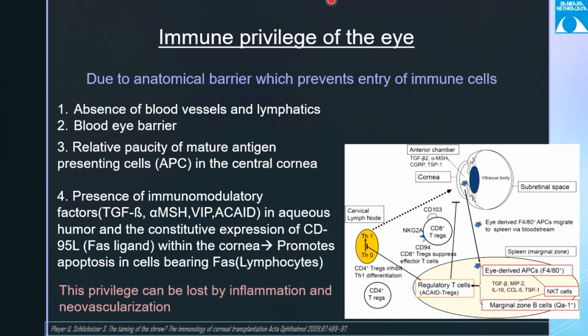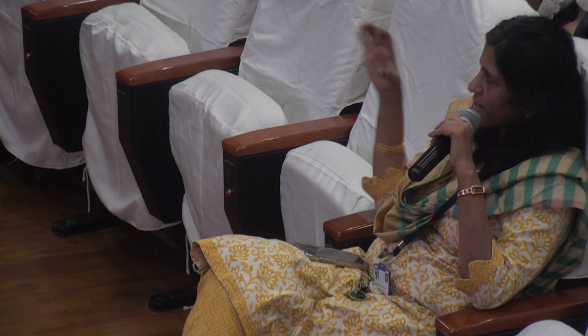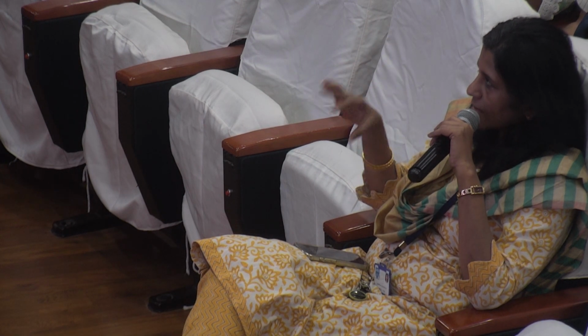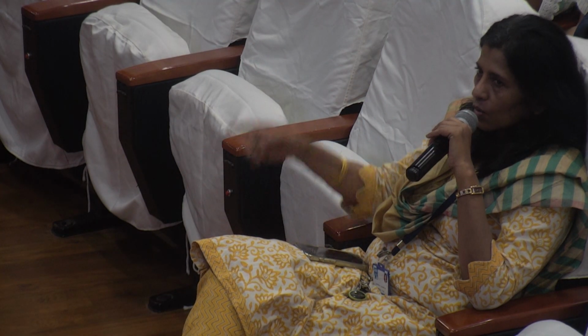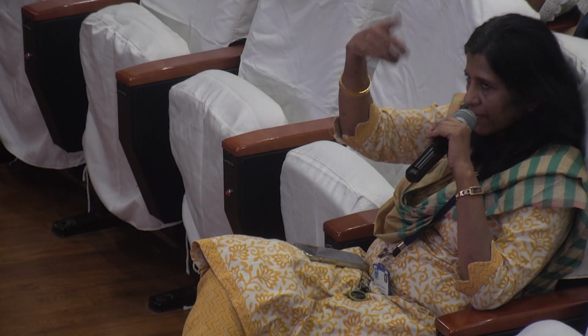So those cells which express Fas ligand only can have this. So Fas ligand receptors should be there on the lymphocytes to undergo the apoptosis. Yes. So only certain cytotoxic lymphocytes have Fas ligand receptors. So remember that. So that is the whole thing about immune privilege.